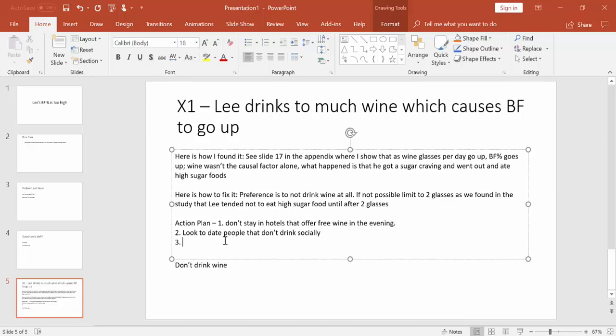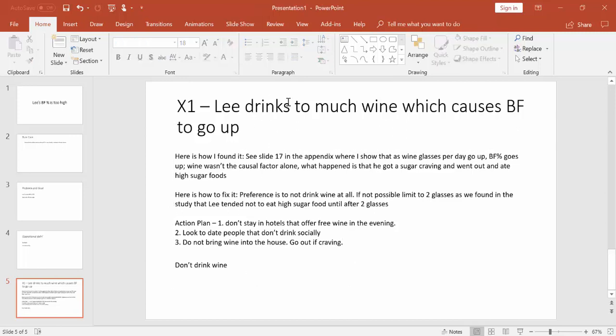So avoid these hotels. Look to go out with people that don't drink socially. Do not, and this is one I've been good at, do not bring wine into the house. Go out if craving. What I've found is if I go out and have a glass of wine, it's usually like $9, and I'm kind of thrifty, so it costs more than the bottle of wine, so I won't have more than 2 just because I don't like spending that much on alcohol.